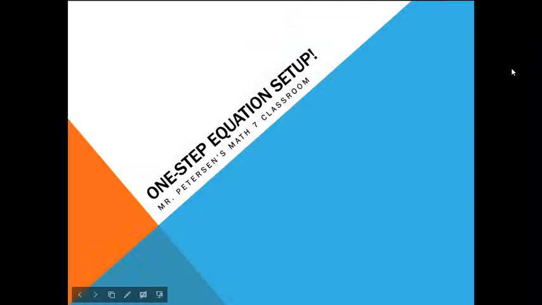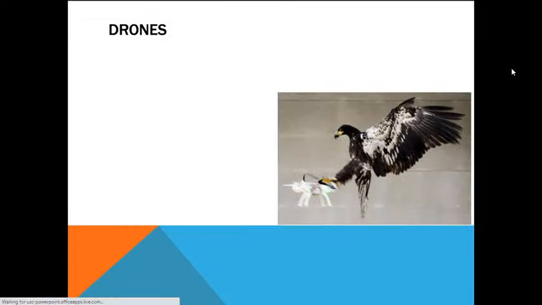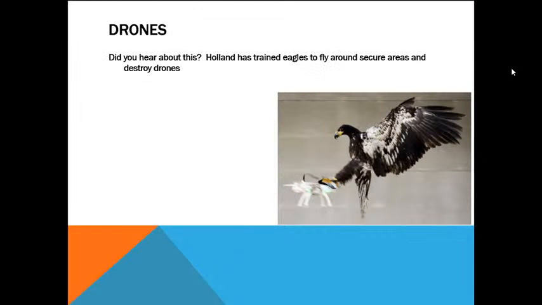Maybe. Okay, one step equation setup. Let's get to it. Drones. Did you hear about this, guys? Holland has trained eagles to fly around secure areas and destroy drones. I absolutely love this idea.